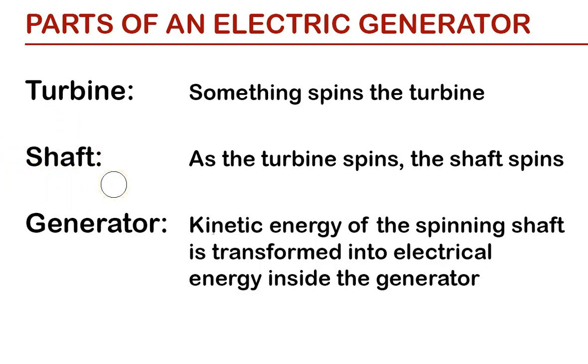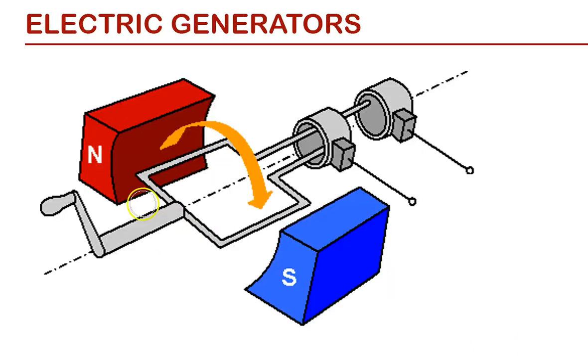It's just simply a rod going down the middle of the wheel. So it's going to spin if the turbine spins. If the turbine spins, the shaft will spin. And then that shaft will go into the generator, and that is where I have all that stuff I had before. This is all the inside of the generator. Right here, you would see this would be, for example, the shaft.